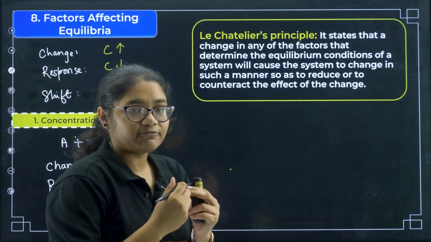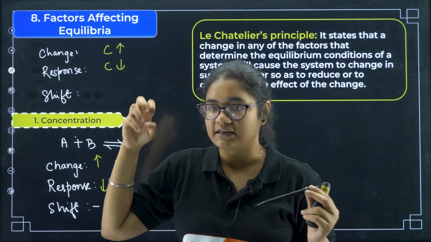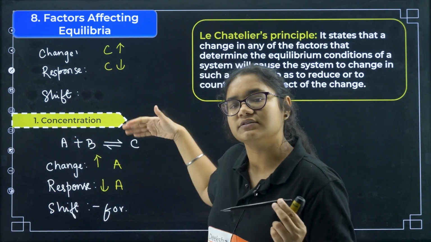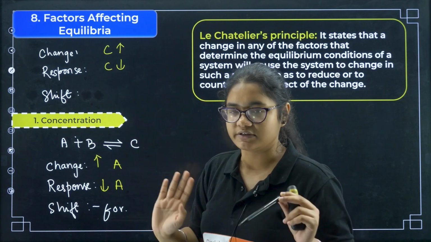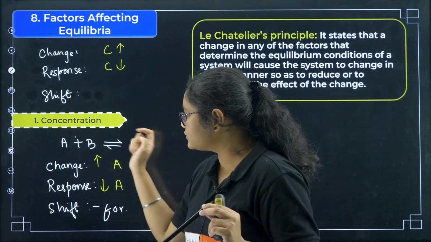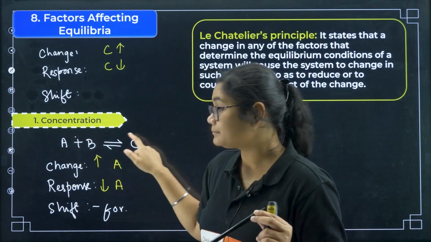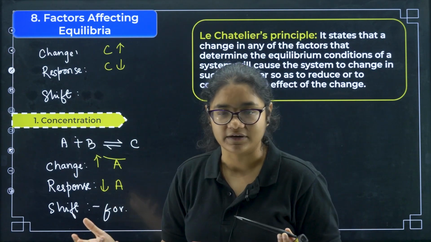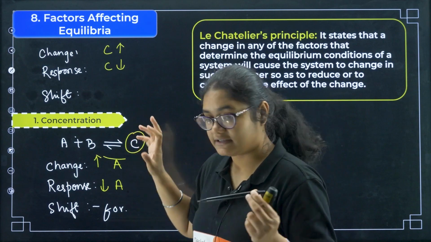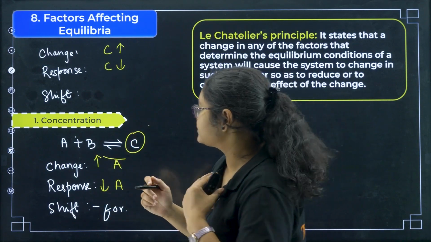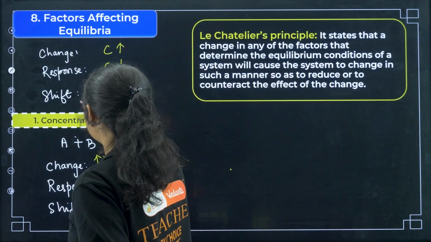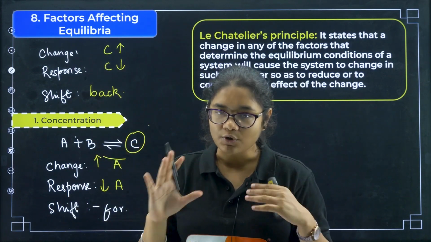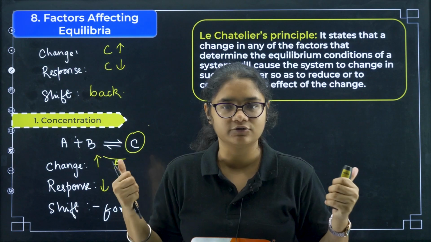Now you think, our target is to decrease the concentration of C. If the reaction goes in forward direction, more C will be produced, right? The C concentration will not decrease. But if the reaction goes in backward direction, then what will happen? Concentration of C will decrease, concentration of A and B will increase, right? So concentration of C decreasing is our target. So in which direction will the reaction shift? The reaction will shift in backward direction. Okay, so I hope this concentration game is clear to you.